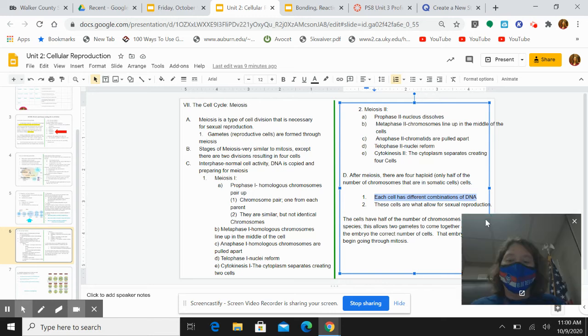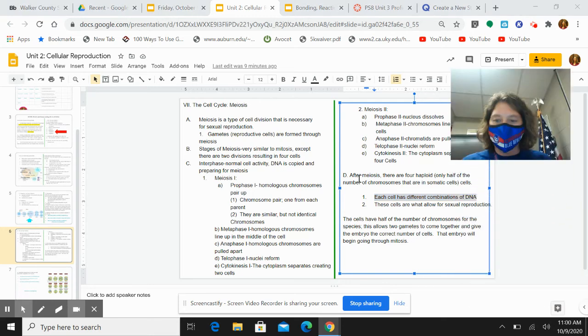And then the paragraph below sums it up. Let me see if I can move my picture around here so we can see it. The cells have half of the number of chromosomes for the species. This allows 2 gametes to come together and give the embryo the correct number of cells. So I want you to start highlighting, let's just highlight from the beginning.